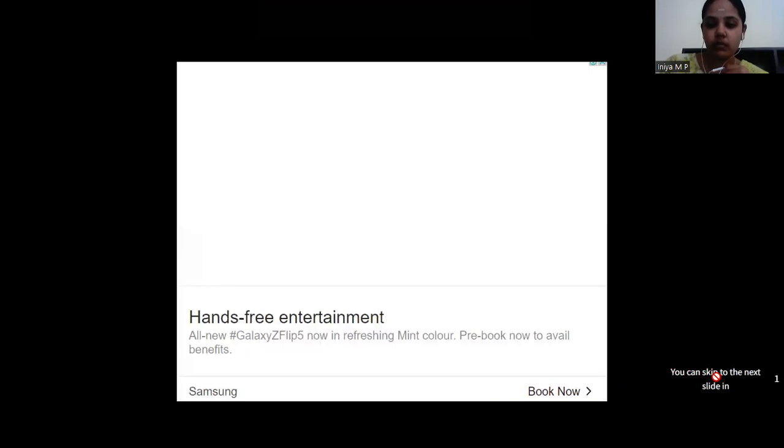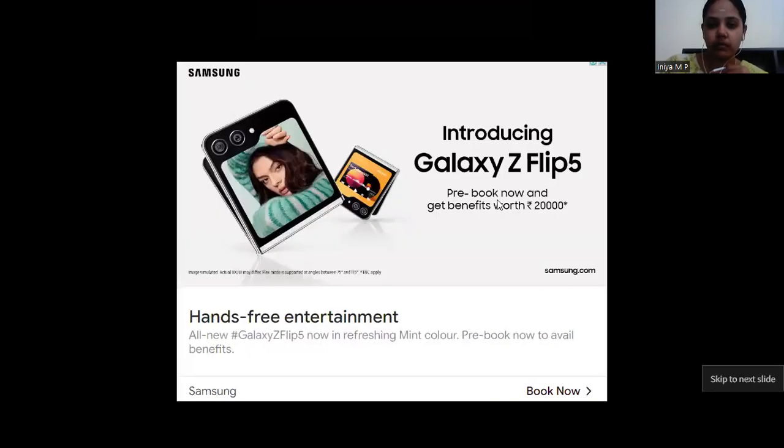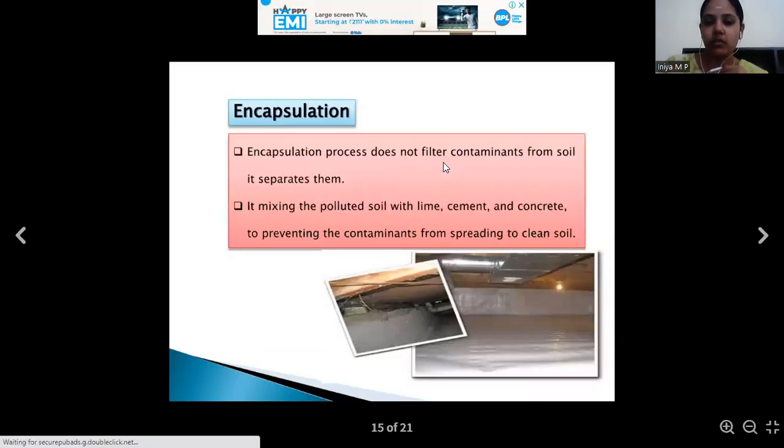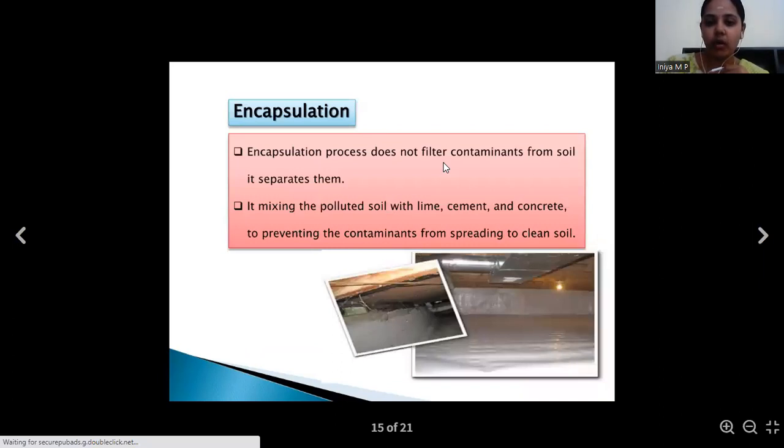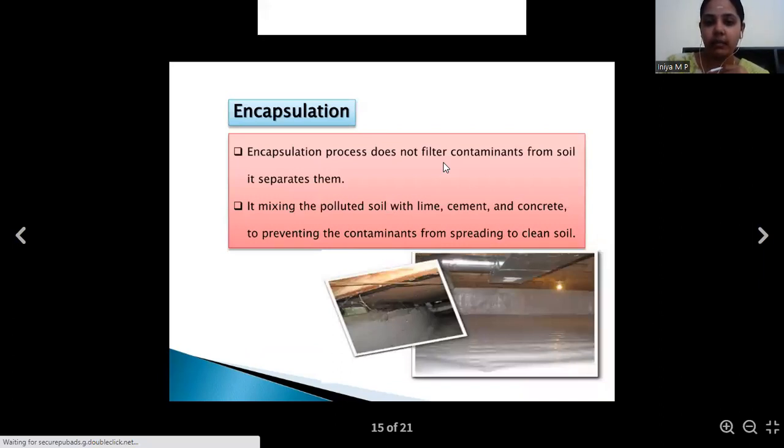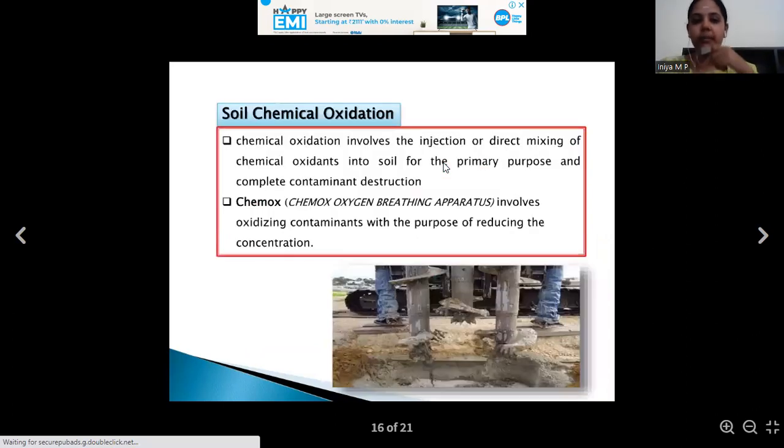Then encapsulation process. The encapsulation process does not filter contaminants from soil. It separates them by mixing the polluted soil with lime, cement and concrete to prevent the contaminants from spreading to clean soil. Next, the chemical oxidation.